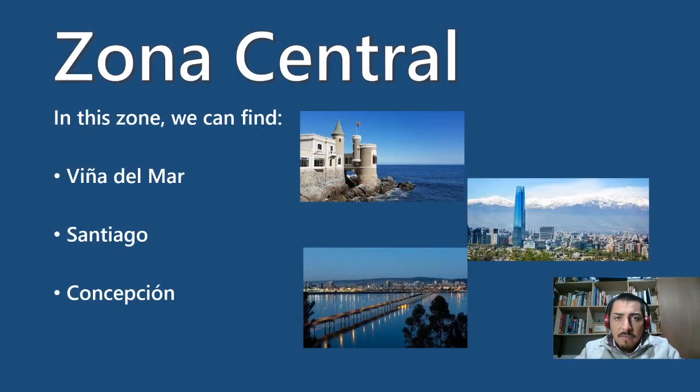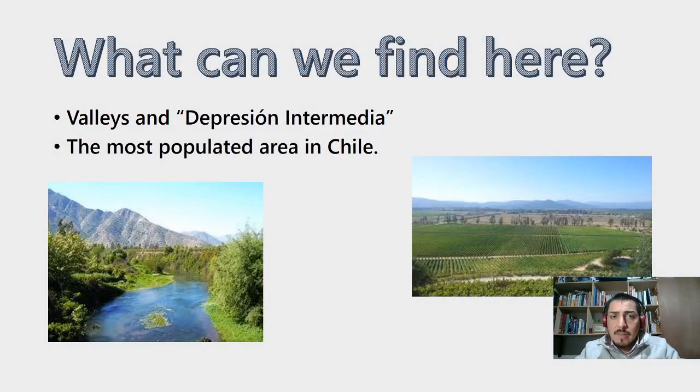Then we have Zona Central. In Zona Central, we find cities such as Viña del Mar, Santiago, Concepción. Also, we find Rancagua, Chillán, and many others. What's important about Zona Central and those cities is that more people live there in Chile, and also we find more valleys, more rivers than in the north, and Depresión Intermedia, which is a big area of flat land where people can live.